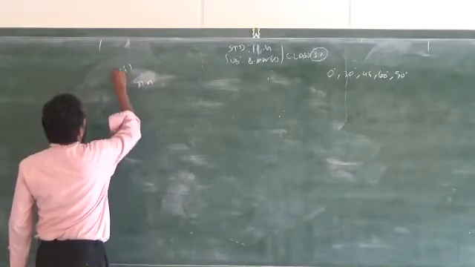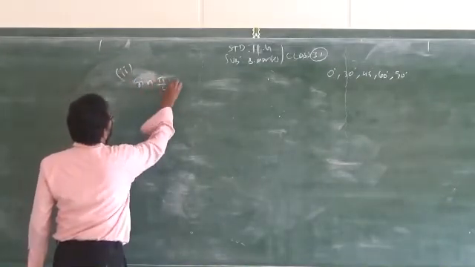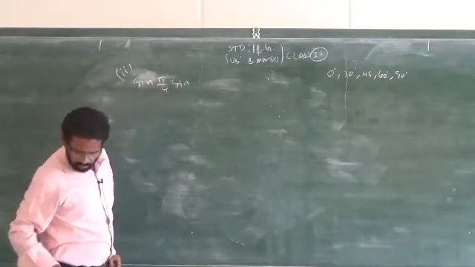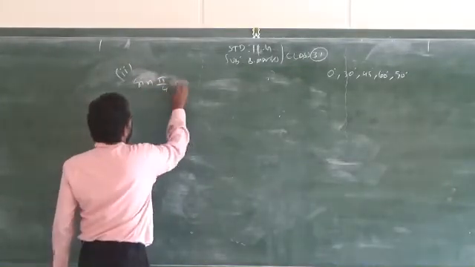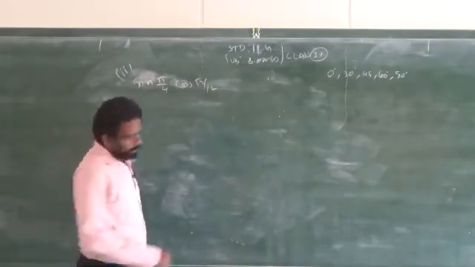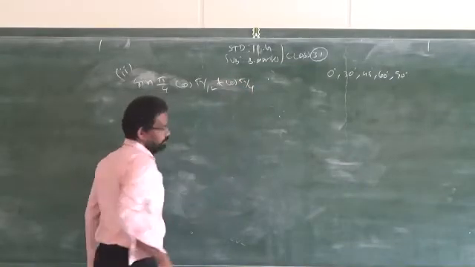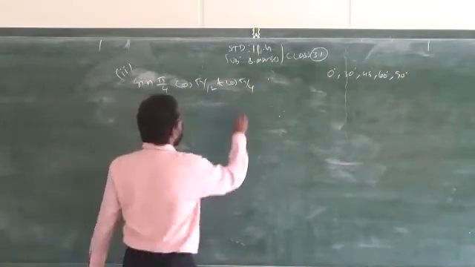sin pi by 4 cos pi by 12 plus cos pi by 4 into sin pi by 12.